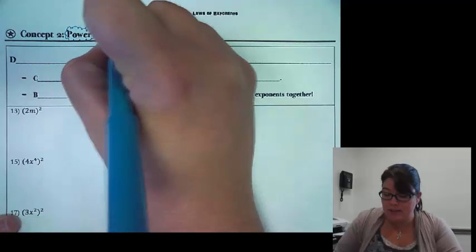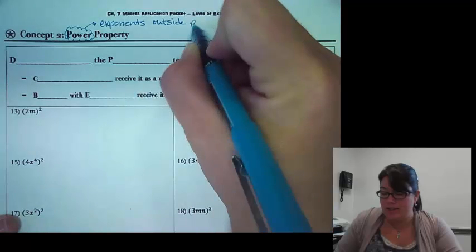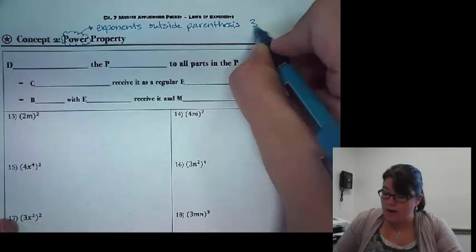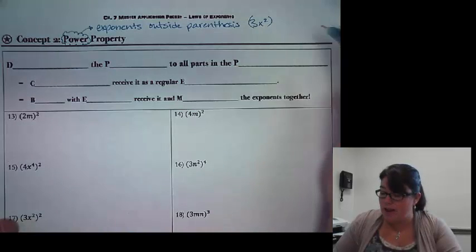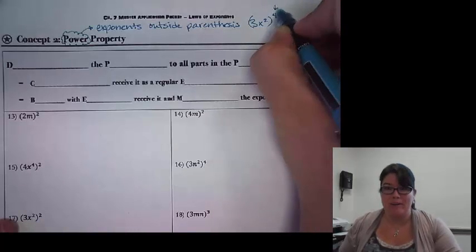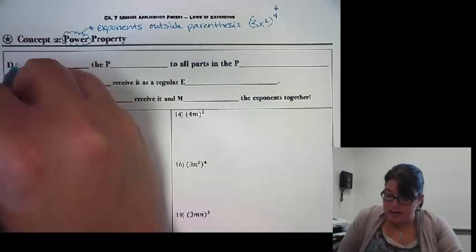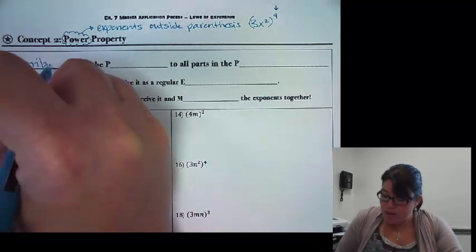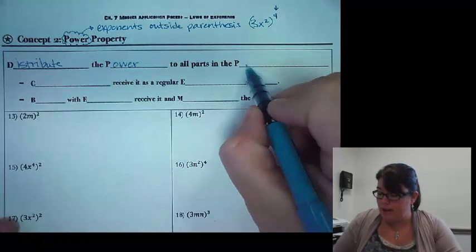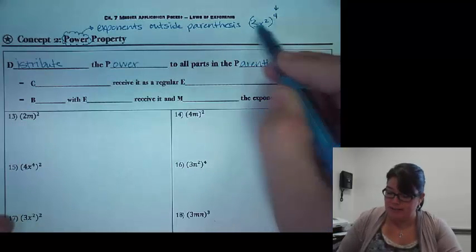So, exponents outside parentheses. For example, if you have 3x squared inside parentheses and then you have an exponent on the outside like 4, what do you do with that exponent? That's what the power property addresses. So the first thing you're going to do is distribute the power to all parts in the parentheses.